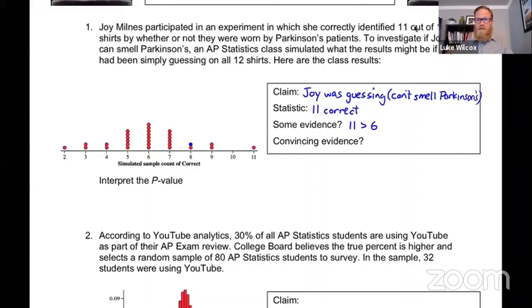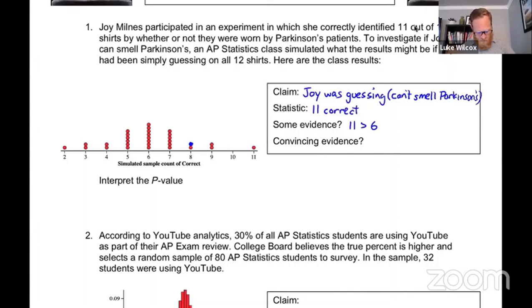So they could have maybe tossed it 12 times and tried to guess whether it would be heads or tails. Or maybe they had little cutouts of t-shirts. Half of them said Parkinson's, half of them said no Parkinson's, and somebody had to simply guess what each one of the 12 was. And for this particular simulation, out of the 12, that person guessed 8 correct just purely by chance, by guessing, right?